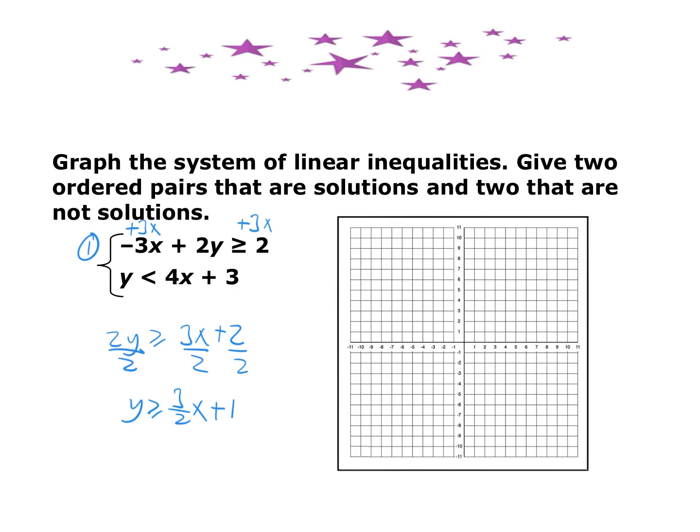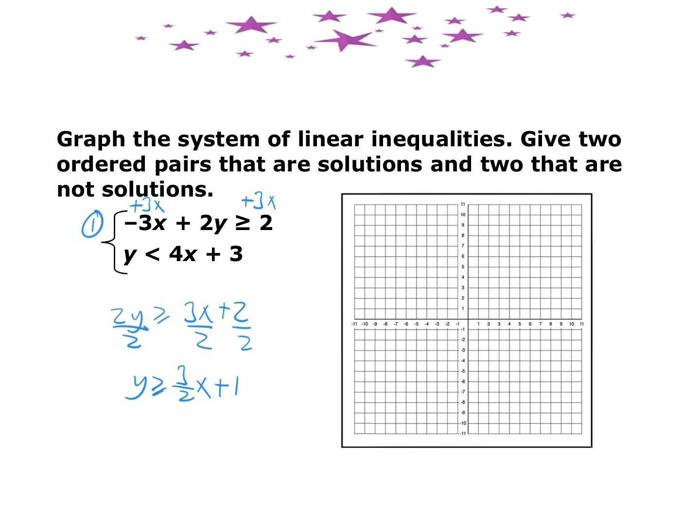All right, and so since this is an inequality that has the equal sign underneath, it's going to be a solid line. And because it is greater than, this is going to be shaded above. All right, so our slope is going to be 3 over 2. Our y-intercept is going to be 1. So I have a 1, and then a 3 over 2 is going to be right there.